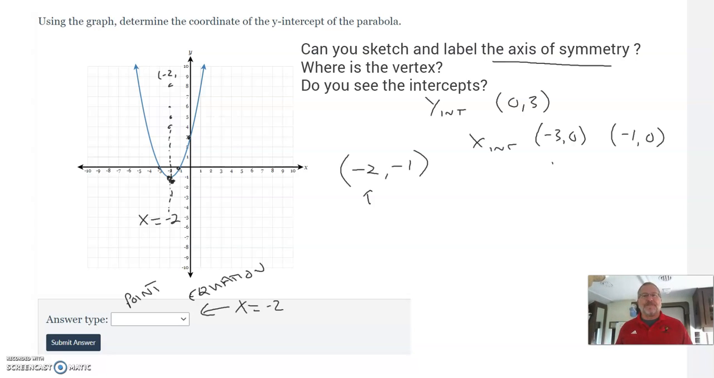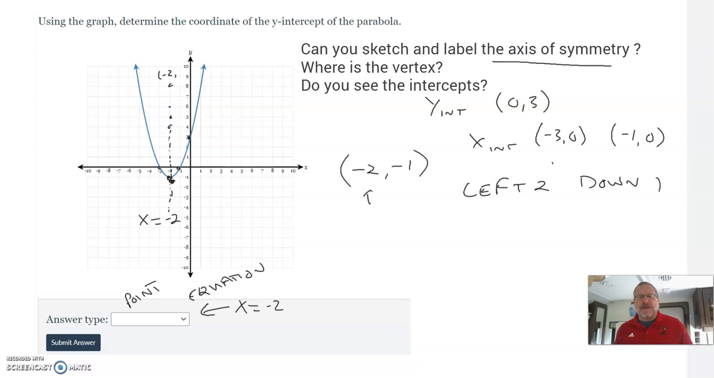Now, we've been talking a lot about translations. This parent graph seemed to move left 2 and down 1. Oh, look at that. What's the vertex indicate? Isn't that interesting? Cool. I hope you're catching that.